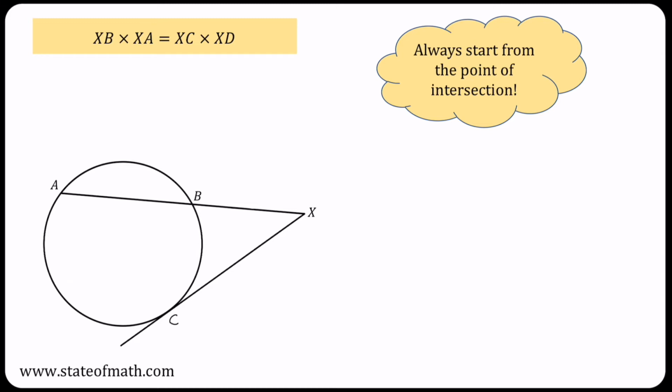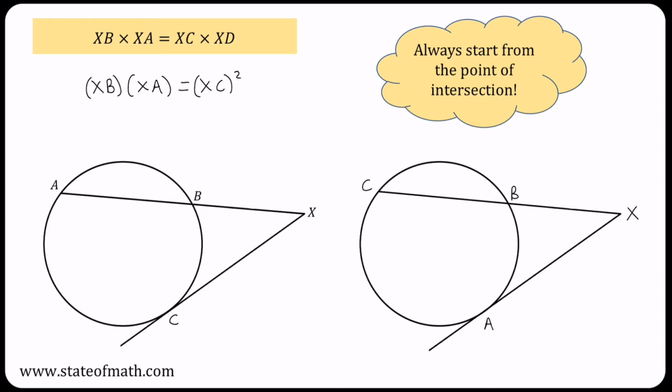So actually what we have here is that we could rewrite this theorem here, but now it's XB times XA is equal to XC times XC, so it's XC squared. So that's the intersecting chord theorem with the chords meeting outside the circle and one of the chords being a tangent.